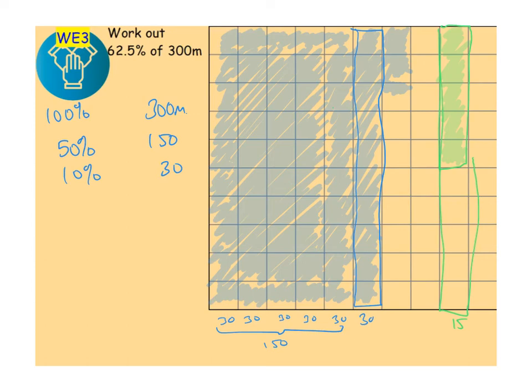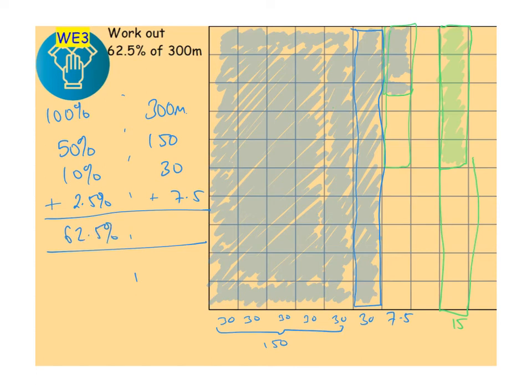And we also know that this 2.5% here is half of this 5%, which we've just worked out is 15. So that's half of 15, which is 7.5. So 2.5% is 7.5. And now, as with earlier, if I add all those together, you can see that on the left-hand side, I'm going to get 62.5%.